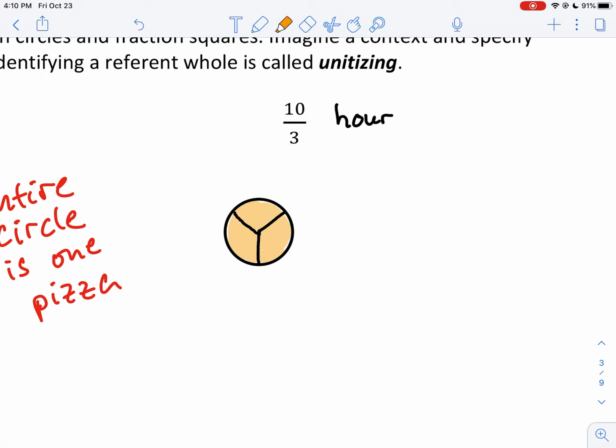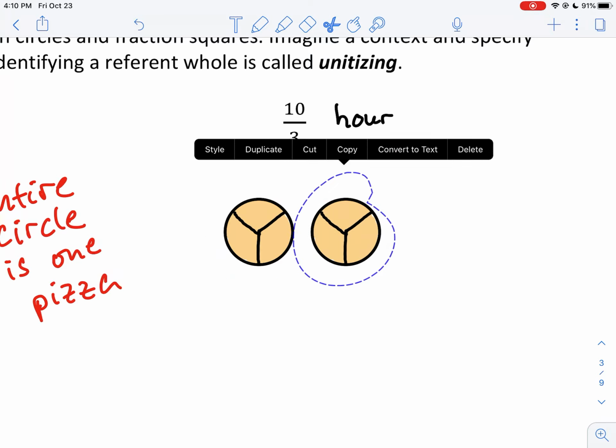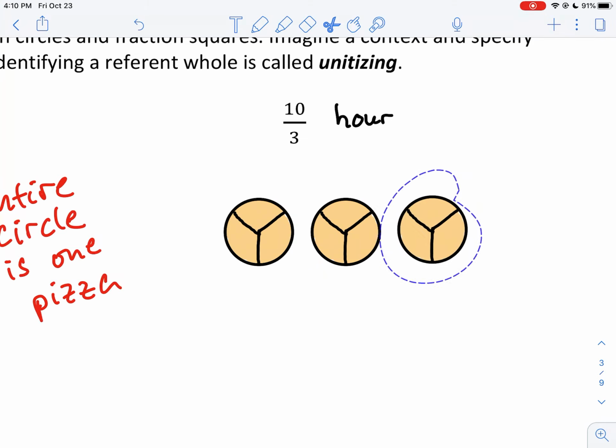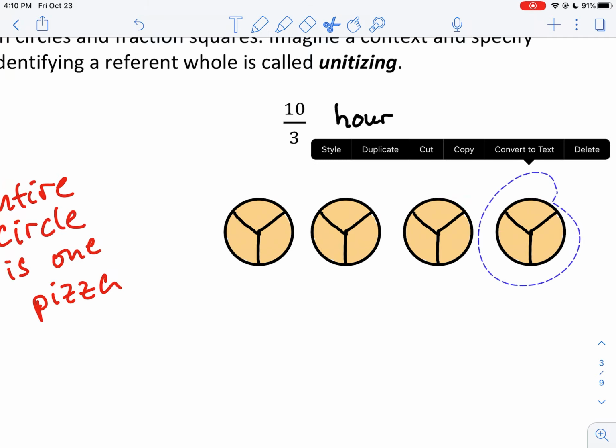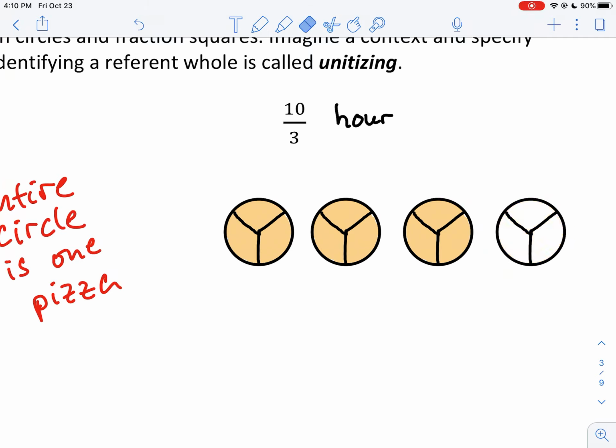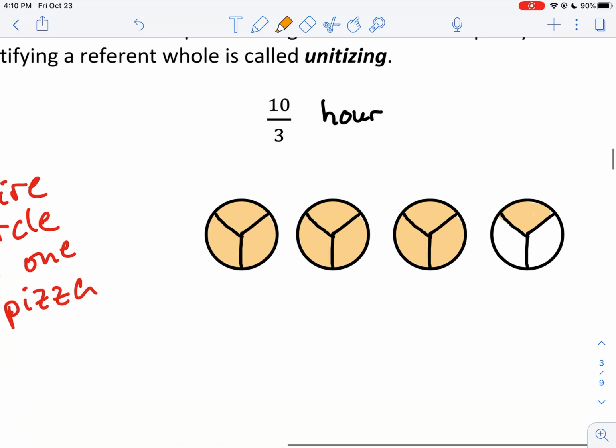So I need another whole circle to get up to 10/3. So I got to do another one. So I'm going to copy and paste. Okay, so there's another 3/3. So I have 6/3 so far. I need 3 more at least. There's 9/3. I got to do another, but not shade all of it. Just pick one of these to shade, and there's a total of 10/3.